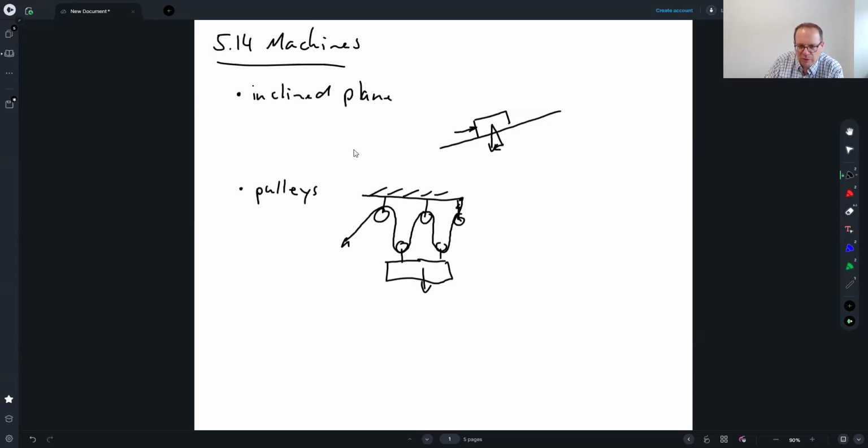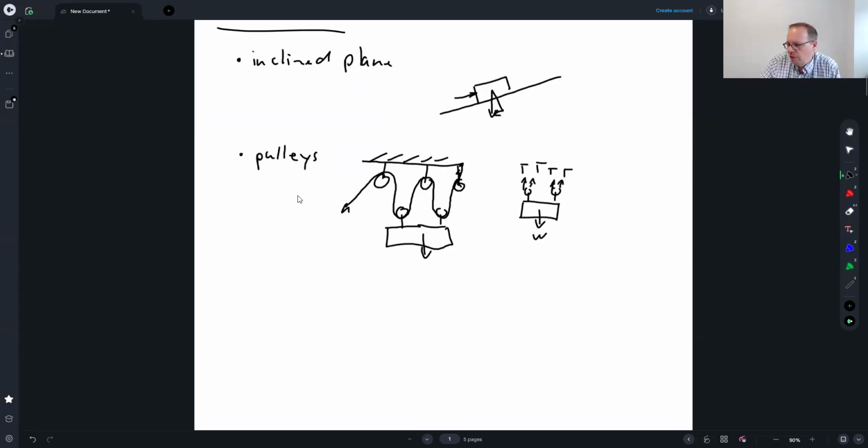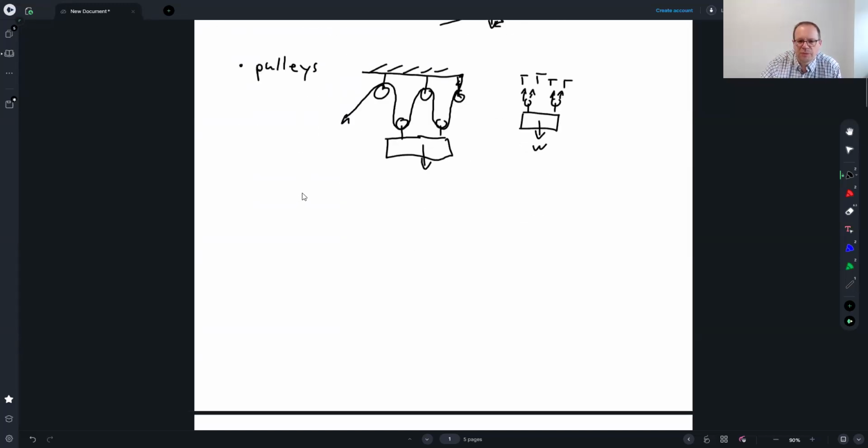Because we found that if we do a free body diagram of this, we know that the tension inside that rope is the same everywhere. So I have my one roller here, tension, tension, and I have my second roller over here, tension, tension, and I have my weight going downward. That means my tension is going to be 1/4 of the weight. That's really helpful if you want to lift heavy stuff.